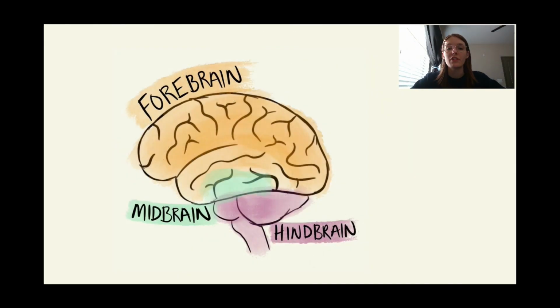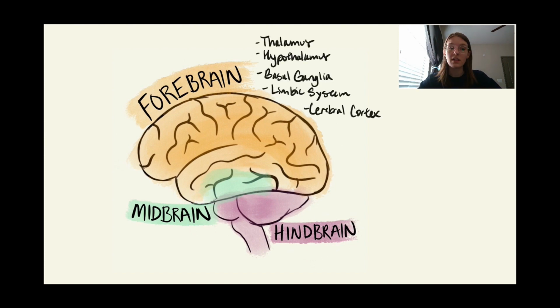So here we have the three basic regions of the brain: the forebrain, the midbrain, and the hindbrain. So firstly, the forebrain includes the thalamus, the hypothalamus, basal ganglia, and the limbic system and the cerebral cortex. The thalamus is often referred to as the sensory relay station. It takes incoming information and sends it to the regions of the brain that are most appropriate for it.